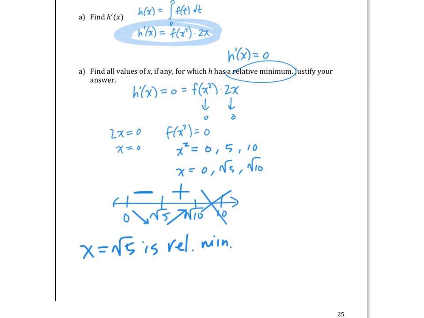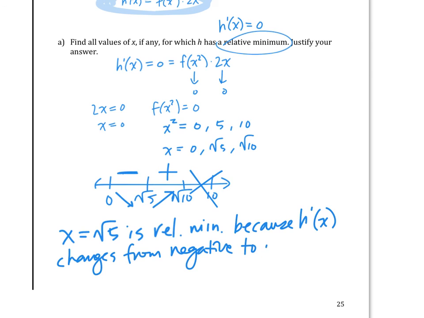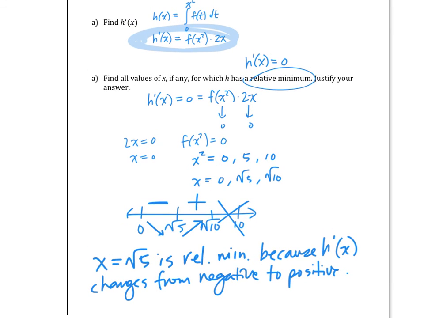Justify your answer. How do you justify? Changes signs. Because what changes signs? The derivative. h prime of x. h prime of x changes signs from negative to positive. Yes. So it changes sign at square root 5. It's x squared, not x. Yes, they're asking you for h prime, not f.